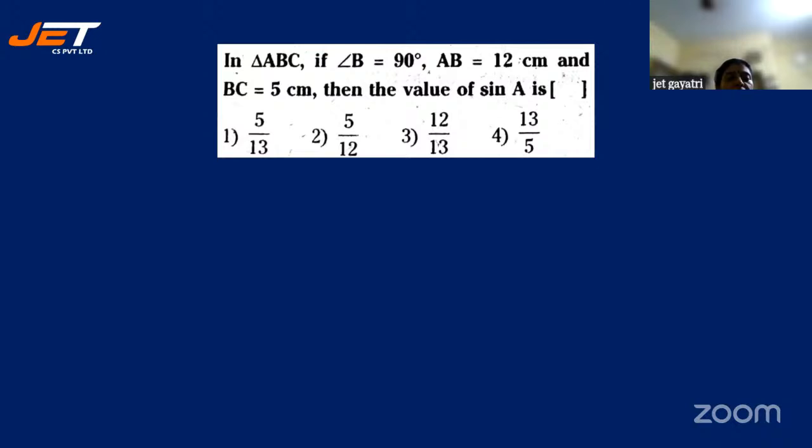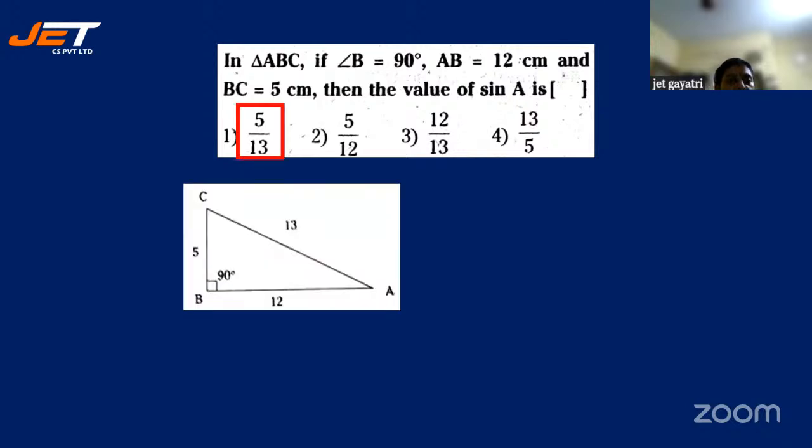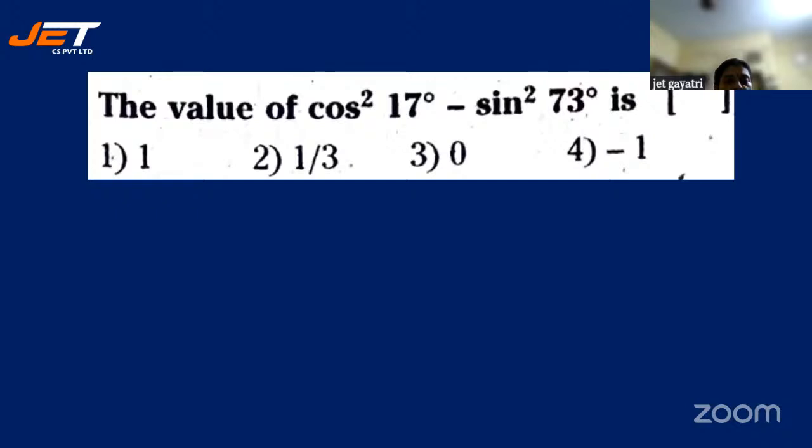See the next question. In triangle ABC, if angle B is 90, AB is 12 and BC is 5, find the value of sin A. Right. So here you can just draw the triangle ABC. Angle B is 90. Okay, and AB is 12, BC is 5. With this, you can find out your hypotenuse. What is sine A? Opposite side by hypotenuse. That is 5 divided by 13. Right? So that's how you're getting this answer.